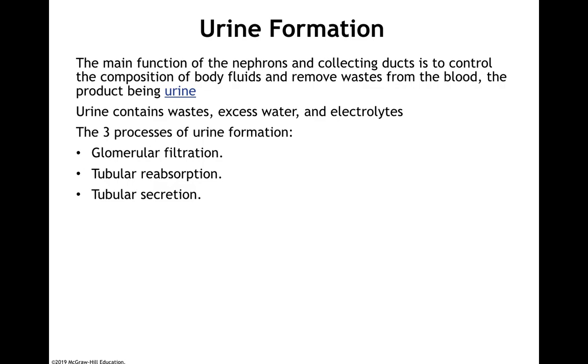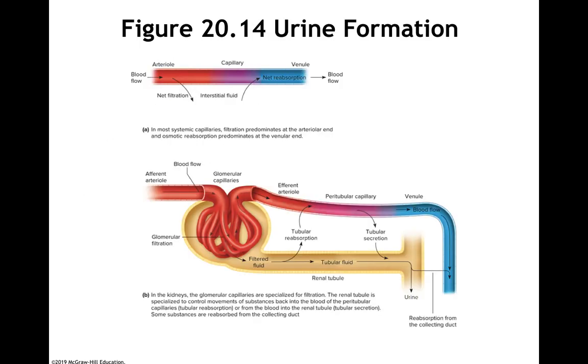So we are going to make a filtrate. We're going to put almost everything from the blood that's in water into that filtrate. Then we're going to reabsorb most of it, because most of it we don't want to go away. But there are some things that didn't make it to the filtrate that we have to put in the filtrate, and that happens in tubular secretion.